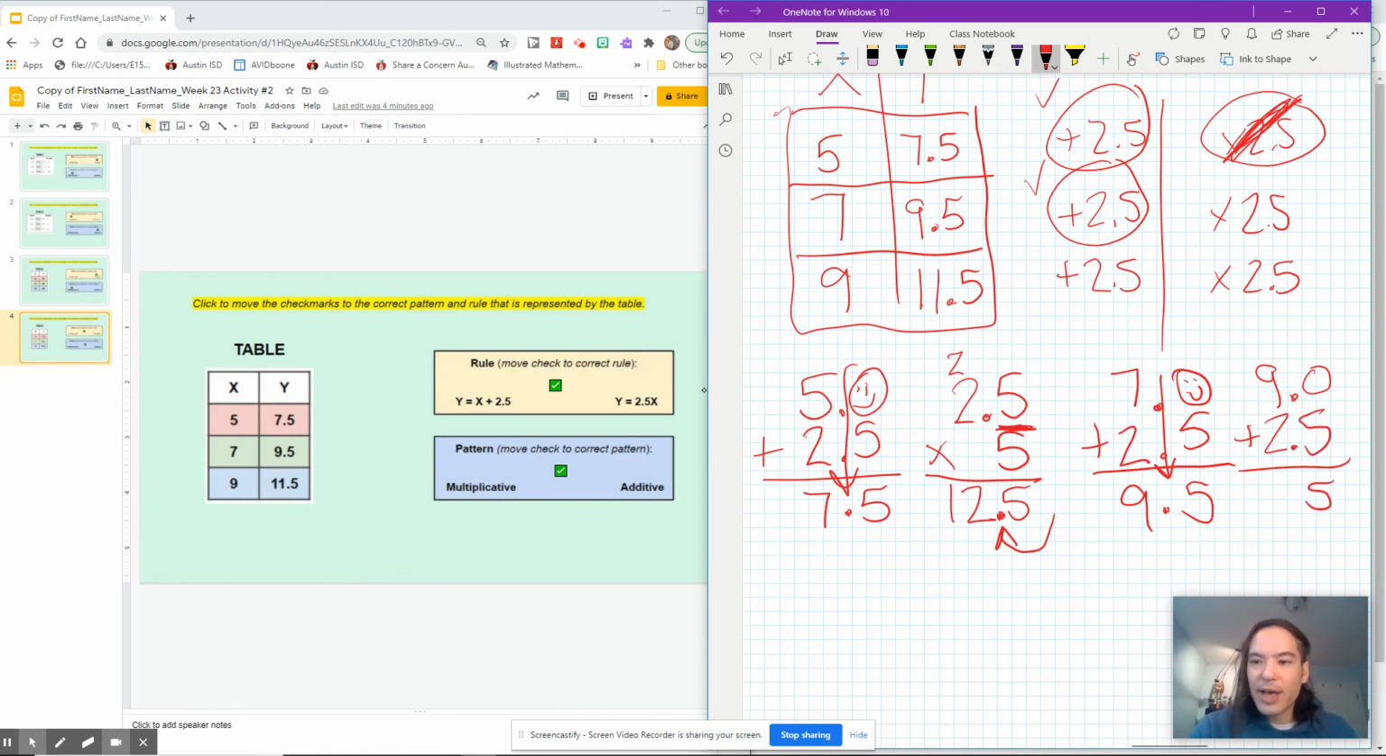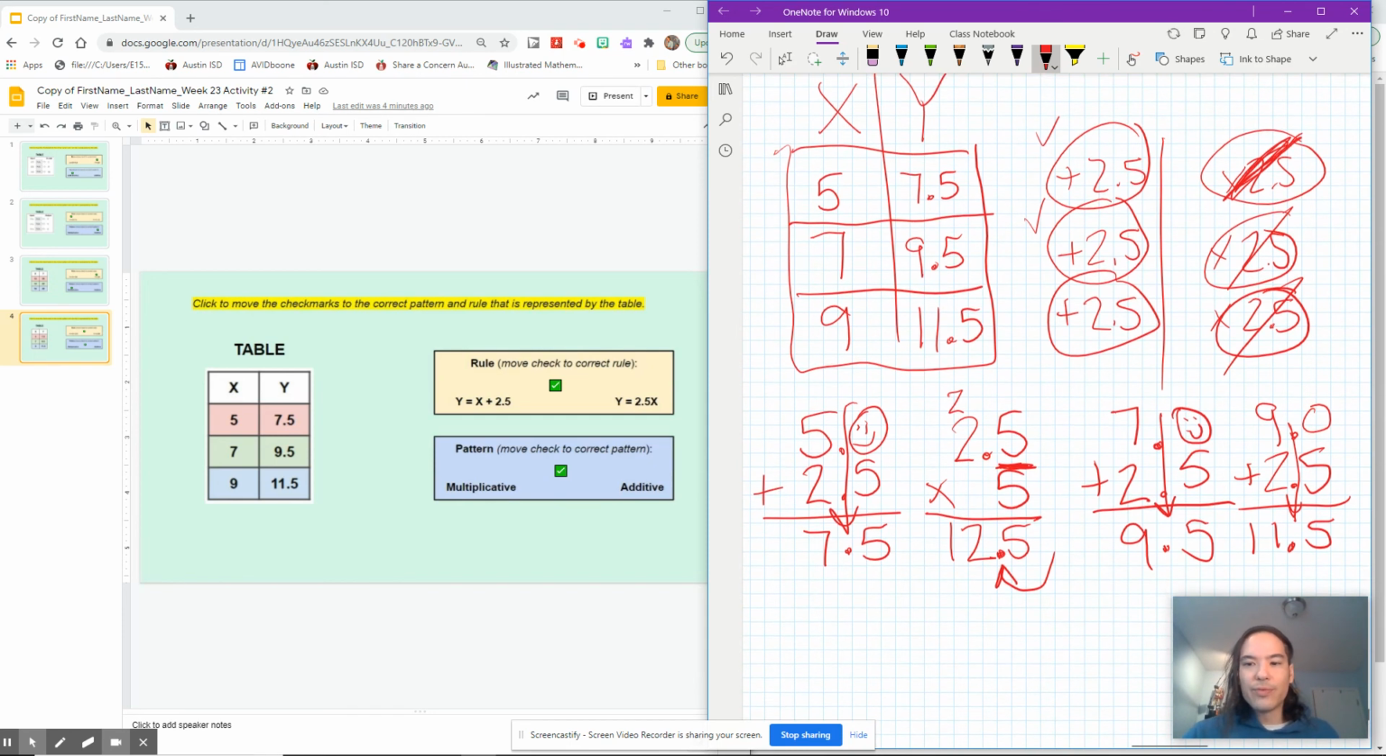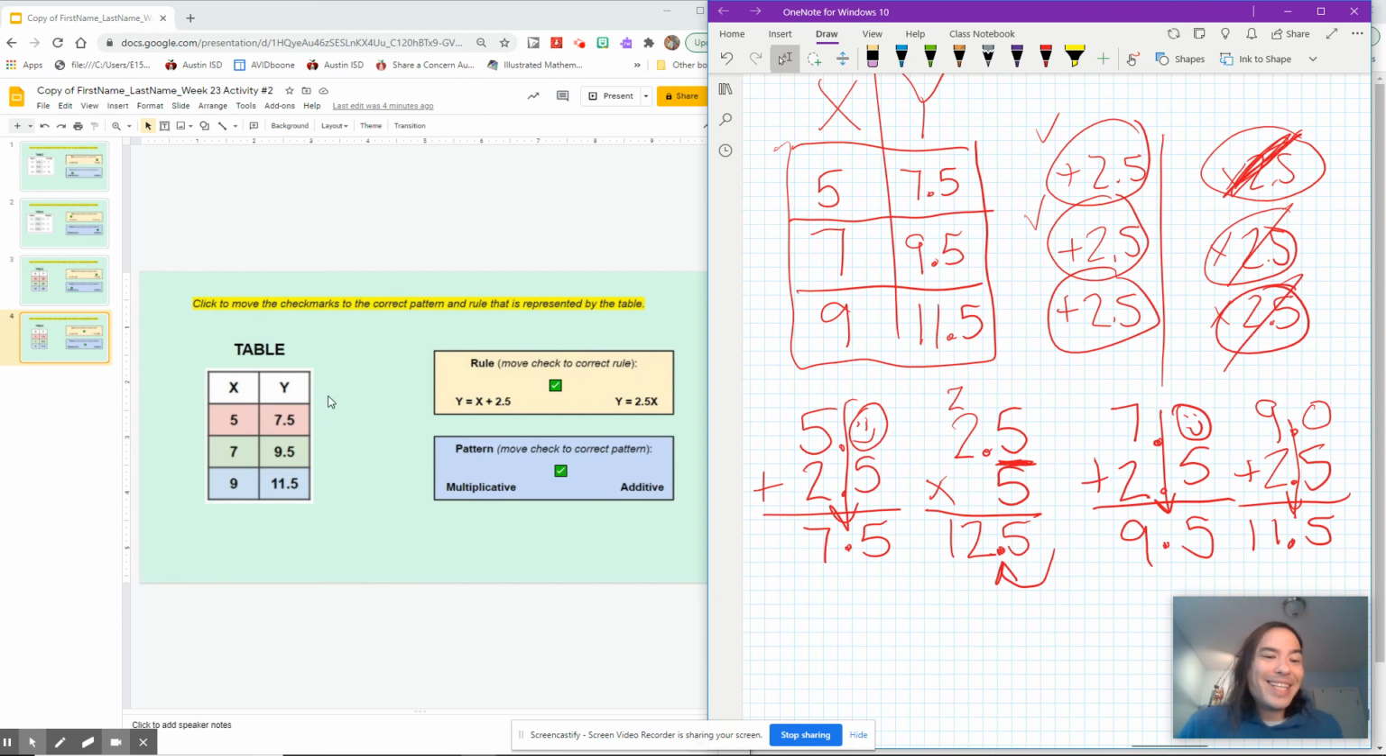0 plus 5 is 5. 9 plus 2 is 11. Drop it like it's hot. 11 and 5/10. So once again, addition worked. Multiplication didn't work on any of those. So they gave us a really bad rule to test out with our multiplication. It didn't work with our first line, our second line, or our third line.